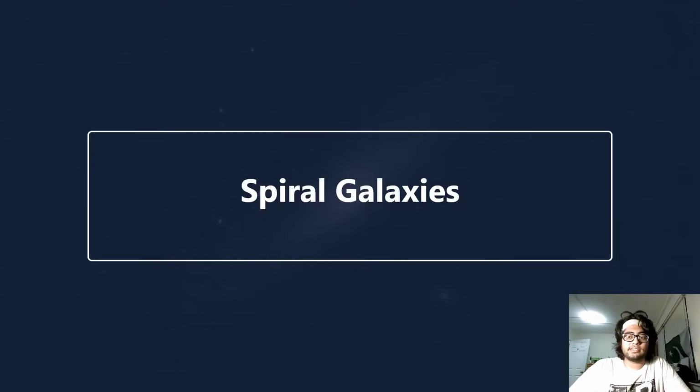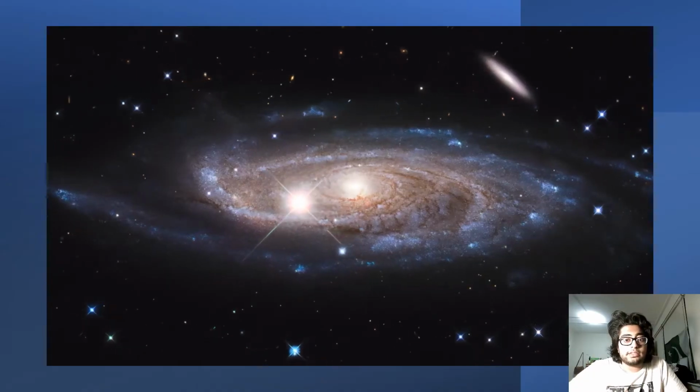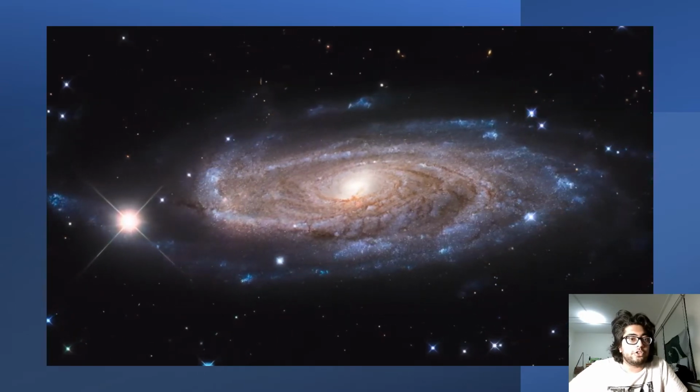So, spiral galaxies. Galaxies are collections of stars, dust, gases, baryonic matter in general, and dark matter collected together and forming a structure in our universe. They come in all shapes and sizes, and we'll be learning more about them later on.